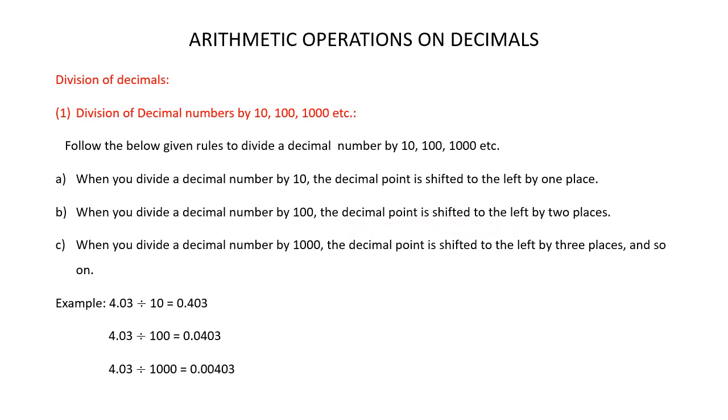When you divide a decimal number by 100, the decimal point is shifted to the left by 2 places. So, when you divide 4.03 by 100, the decimal point has to shift 2 places to the left in the answer. So, the answer will be 0.0403. When you divide a decimal number by 1000, the decimal point is shifted to the left by 3 places. So, when you divide 4.03 by 1000, the decimal point has to shift by 3 places to the left, 1, 2 and 3 places in the answer. So, the answer will be 0.00403.